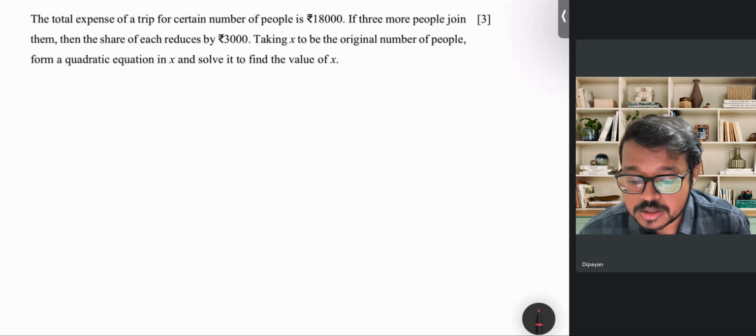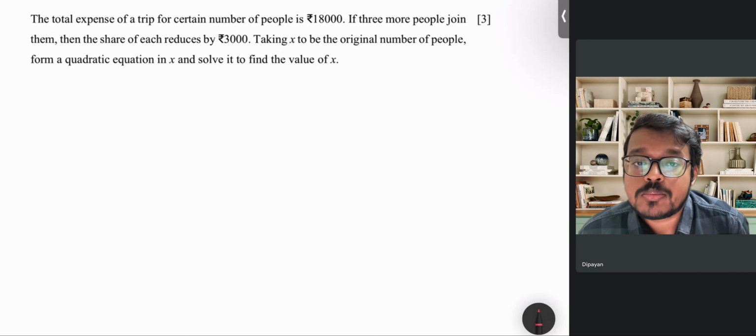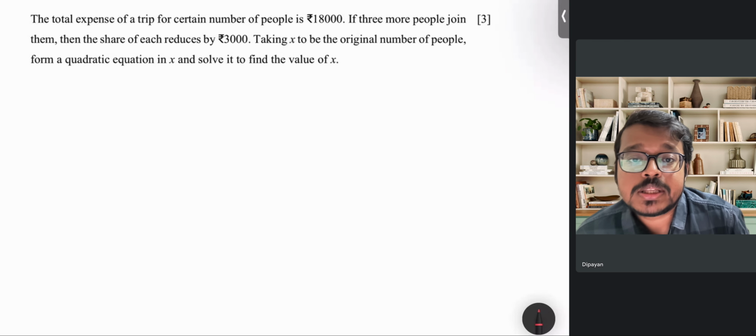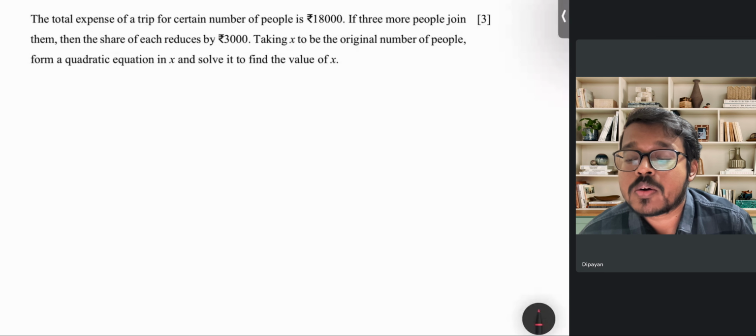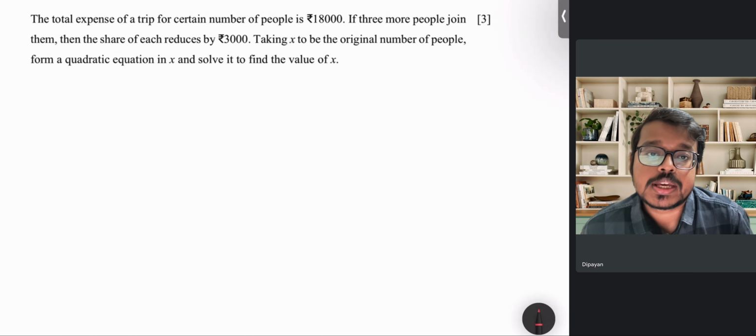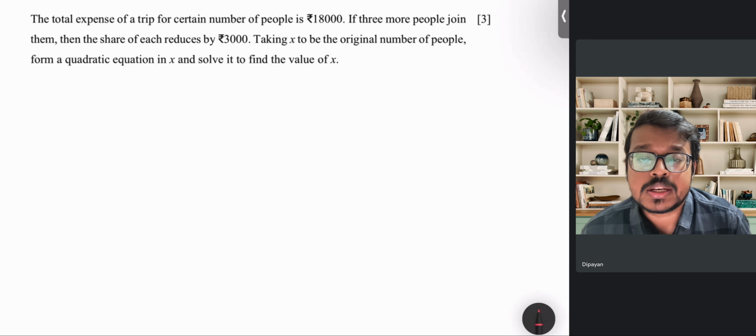The total expense of a trip for a certain number of people is rupees 18,000. If three more people join them, then the share of each reduces by 3,000 rupees. Taking x to be the original number of people, form a quadratic equation in x and solve it to find the value of x. So again here the variable is given that the original number of people is x.